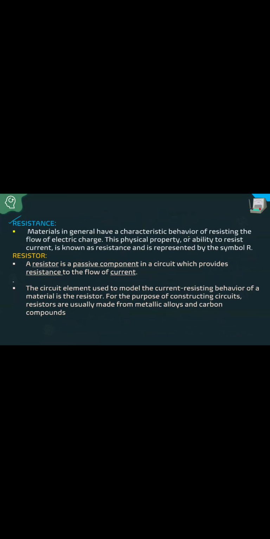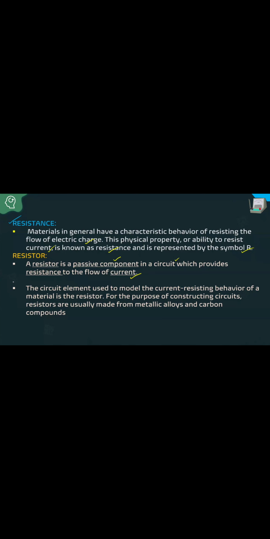Materials in general have a characteristic behavior of resisting the flow of electric charge. This physical property or ability to resist current is known as resistance and is represented by the symbol R. This is exactly the definition of resistance. Resistance is the property which opposes the flow of electric charge, and it is represented by the symbol R. A resistor is a passive component in a circuit which provides resistance to the flow of current.